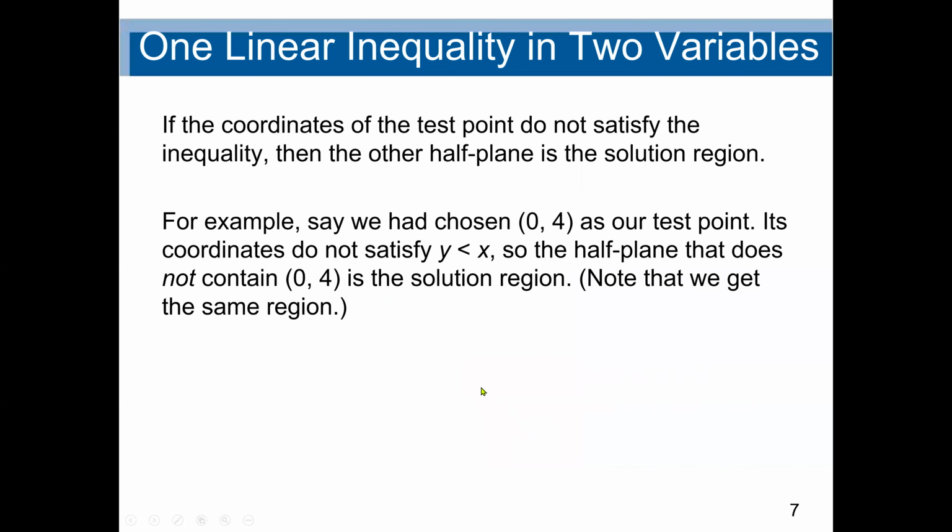Now let's use an example. If the coordinates of the test point do not satisfy the inequality, then the other half plane is the solution. Again, this is one linear inequality in two variables. Later, we are going to have a system of linear inequalities. For example, we choose (0, 4) as our test point. Its coordinates do not satisfy y less than x, so that half plane does not contain (0, 4).